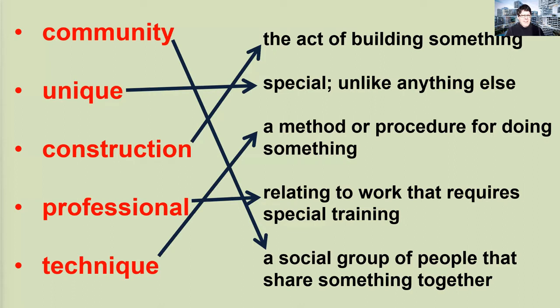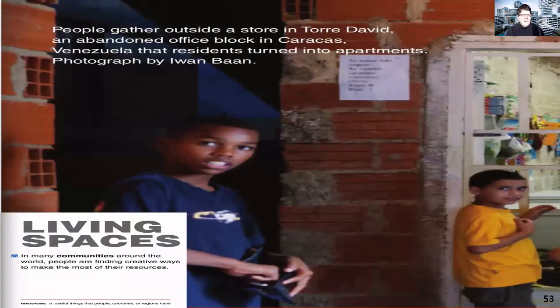With all that talking, I'm sure you had enough time to double check your answers, take a screenshot, whatever you needed to do. So let's move on to living spaces. Here we have a photo, again taken by Yeungnam. These people gather outside a store in Torre David, an abandoned office block in Caracas, Venezuela, that residents turned into apartments. Let's just get right into it. You know what's going to happen. There will be audio. You just have to read along with the audio. Here we go.